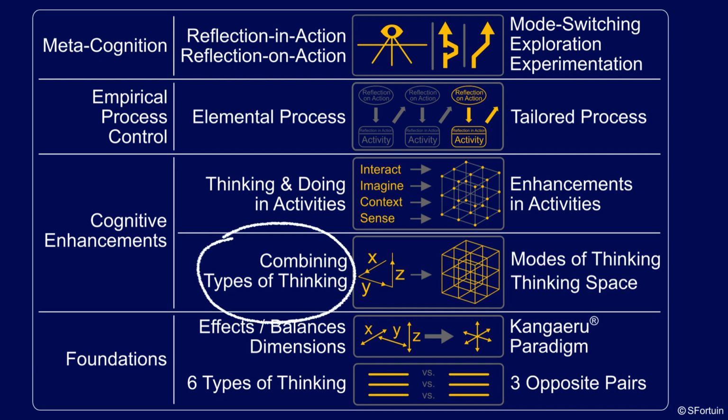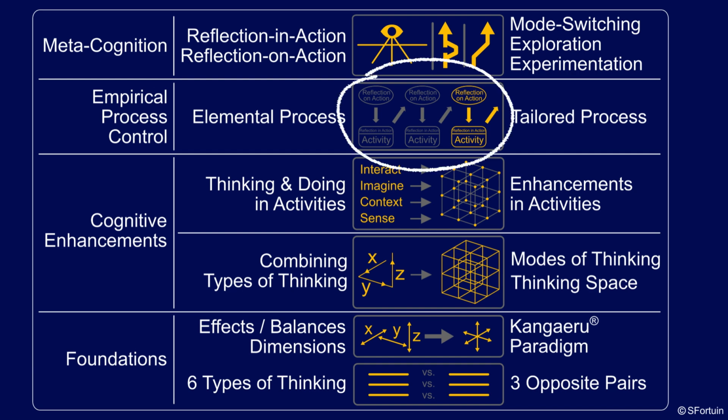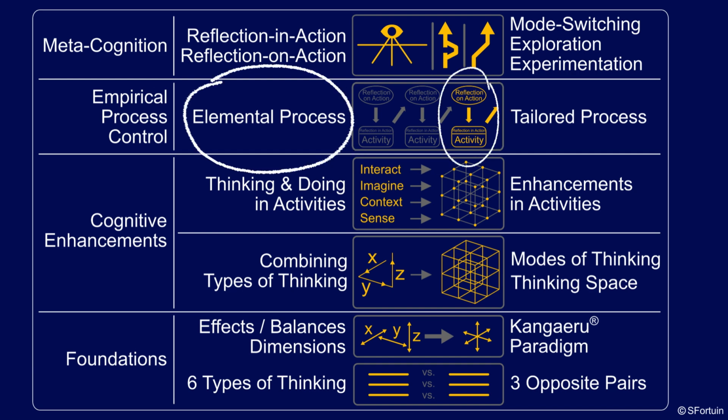In addition to these combinations, the effectiveness of thinking can further be enhanced by adding specific actions. There are 4 groups of actions that can further enhance our thinking. Instead of prescribing a sequence of activities as a process, a custom process is created. For this, an elemental process is provided.